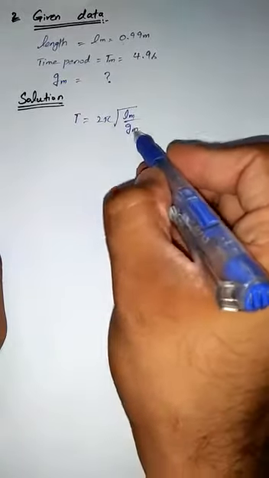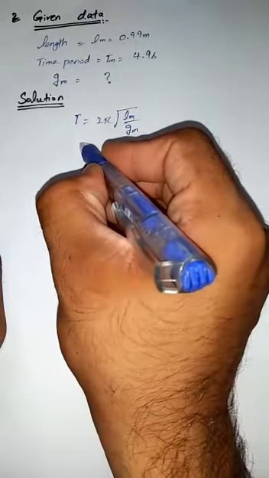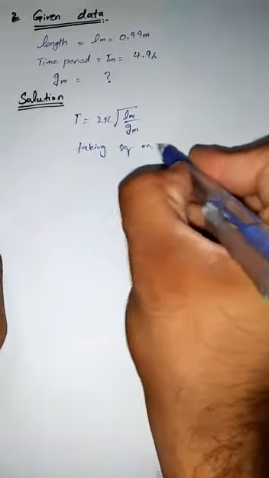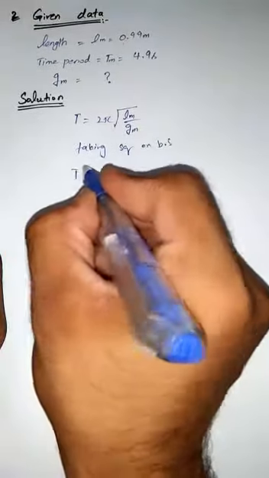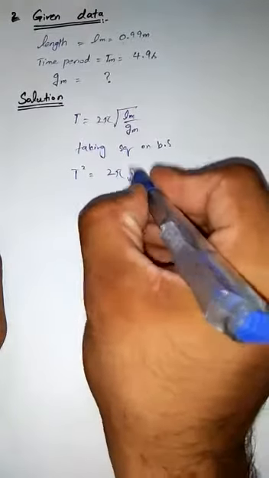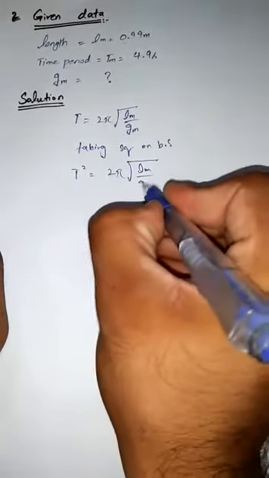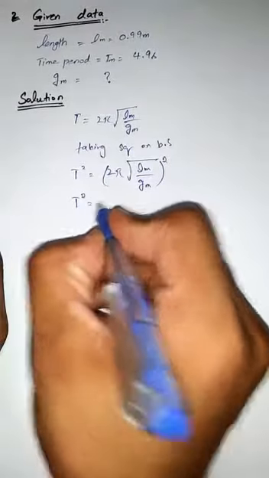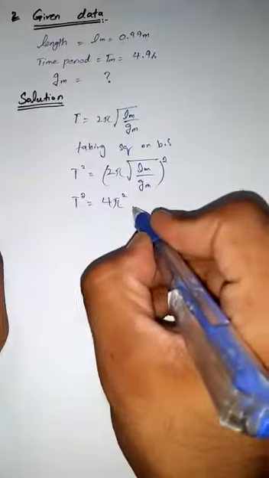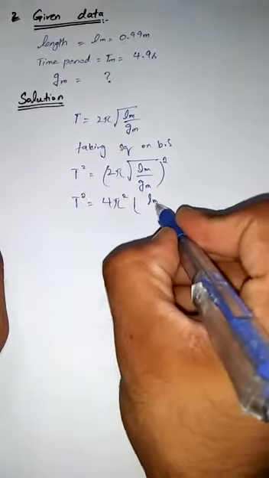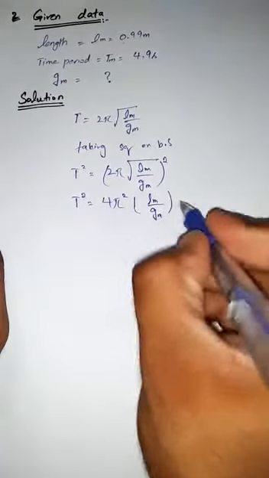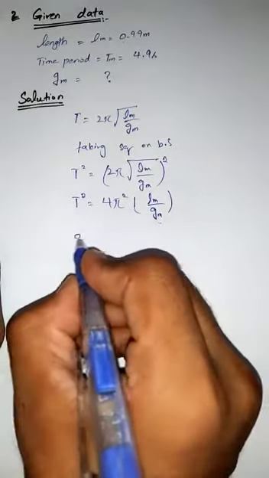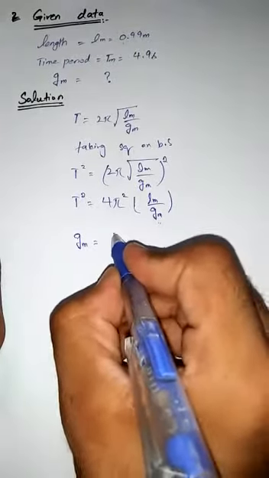Now we have to find gm, taking square on both sides. T square is equal to 4 pi square Lm over gm. So we have to find gm. Simply we can replace this value by this.